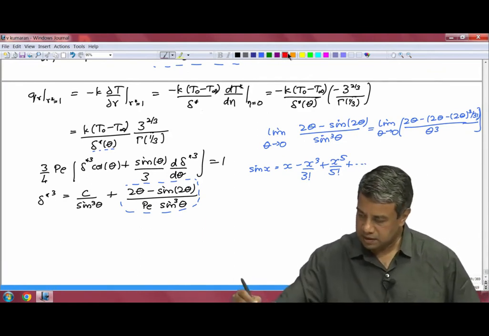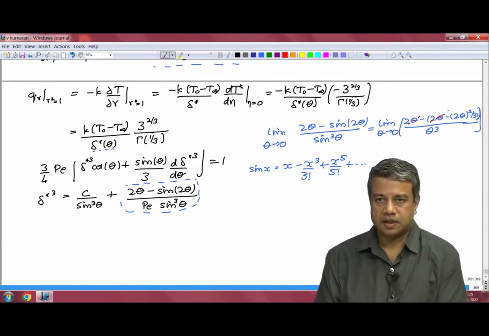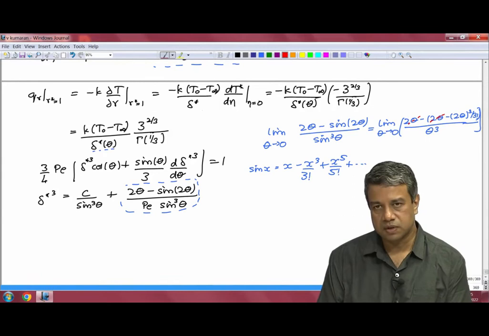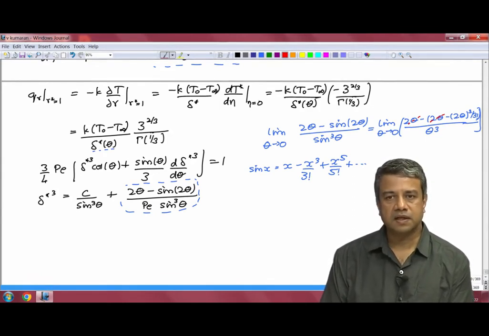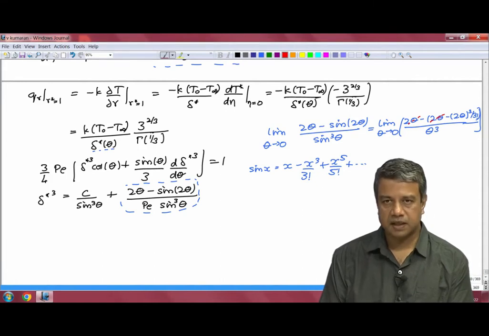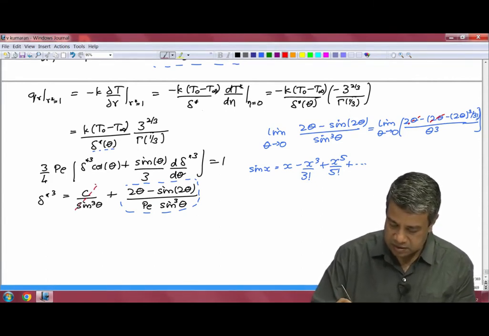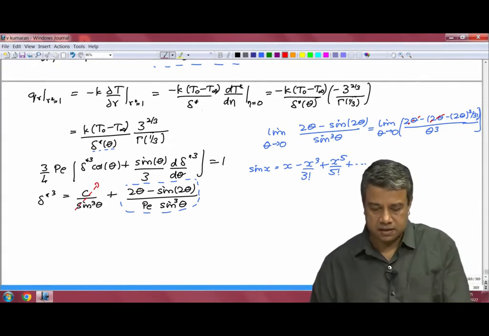And you can see that these two terms actually cancel out, and this second term on the right goes to a finite limit as theta goes to 0. Therefore, I can make the boundary layer thickness finite at theta equal to 0 just by setting this constant to 0, and then the boundary layer thickness becomes finite at theta equal to 0.